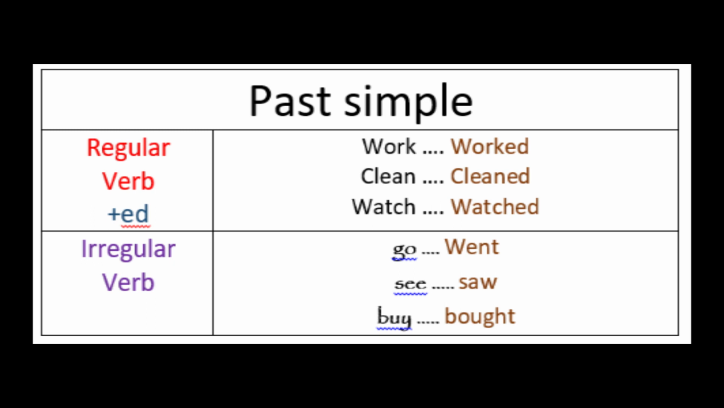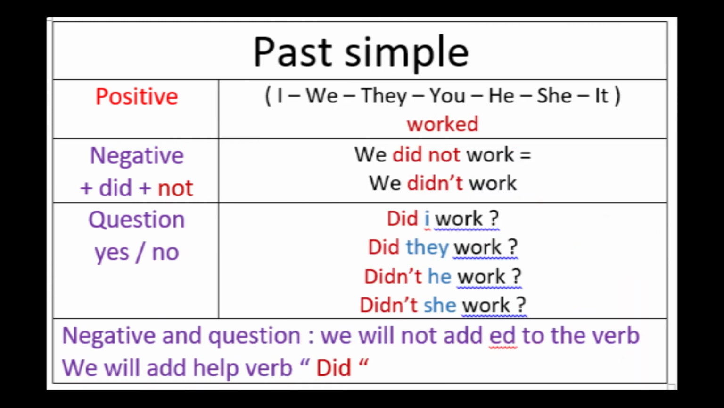Let's start with the regular verbs, and I will show you exactly what to do and how to use them in a positive sentence or in a negative sentence or in a question. We will start now with the positive sentences. All we should do is take the base form of the verb and just change it to the past. The regular verb here is work. Work becomes worked. So the positive sentences will be I worked, you worked, he worked, she worked, it worked.